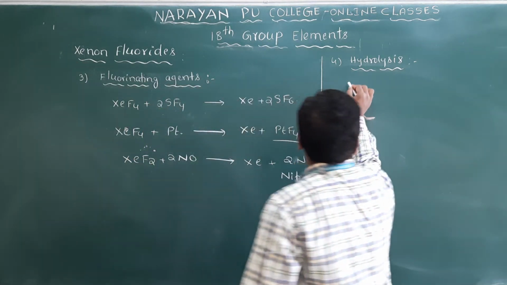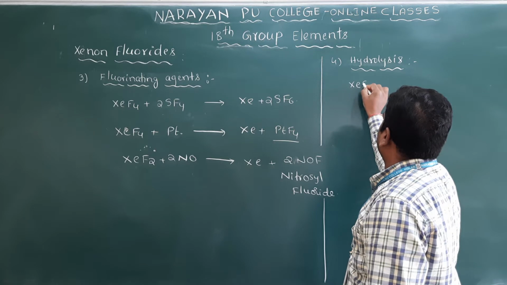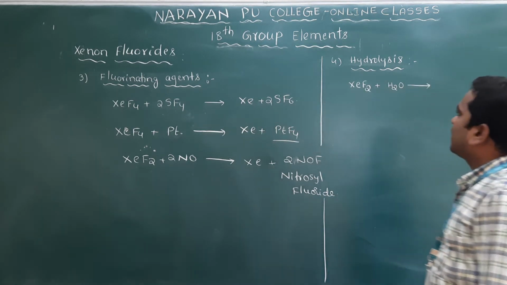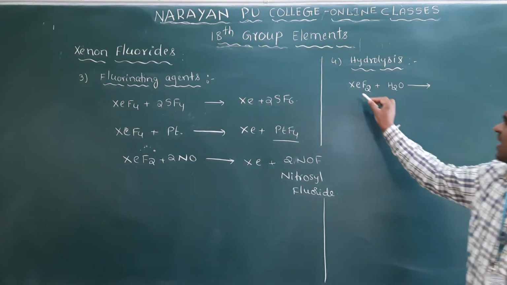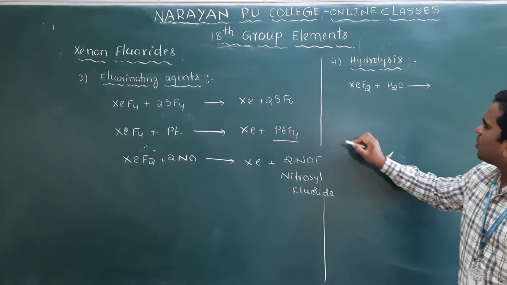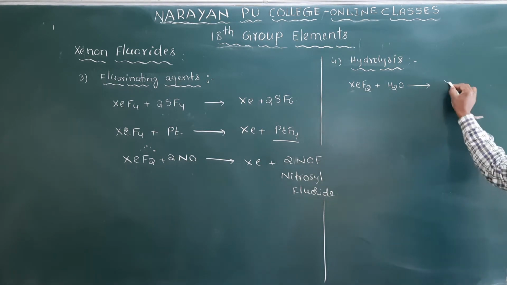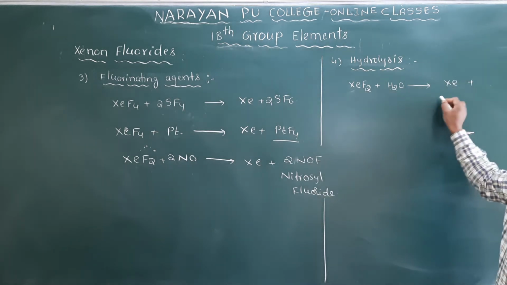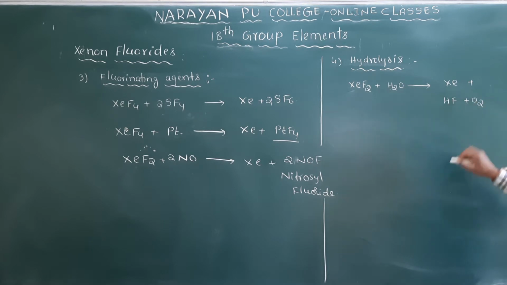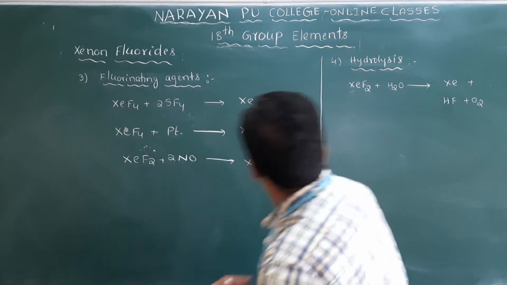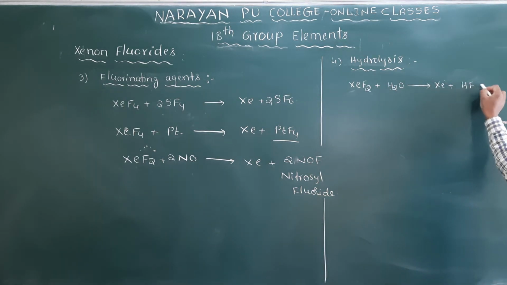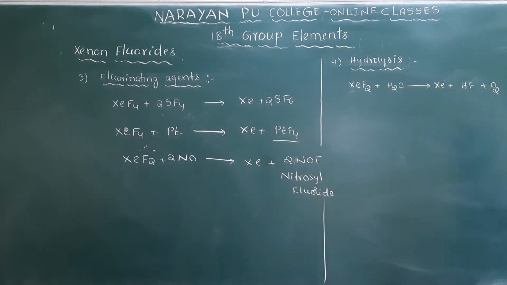Clear? So first, if I take XeF2 and hydrolyse this compound, what compounds will you get here? Xenon, HF and oxygen. Let me write it first: xenon plus 2 HF plus oxygen. This is the reaction. Clear?